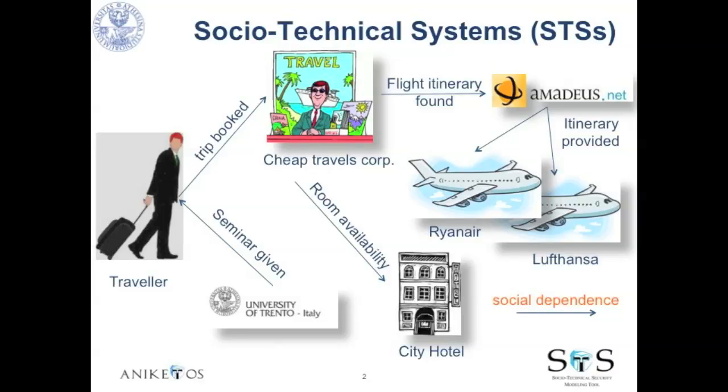As you can see, there are a bunch of interactions going on, and the different interacting parties are depending on one another to achieve their desired objectives. Say, when the University of Trento is contacting the visiting researcher to give a seminar, it is depending on the traveler to accept that and to come to Trento to give the seminar here. So, in these interactions, as you can notice, we have human parts, also organizations such as the travel agency or the University of Trento, as well as software systems such as the Amadeus flight service.